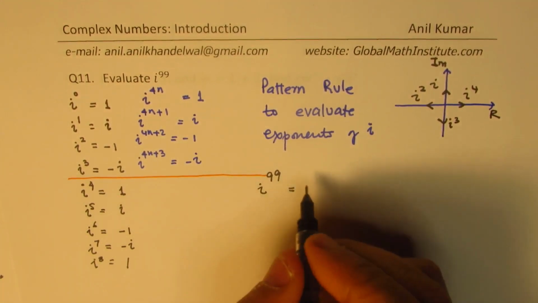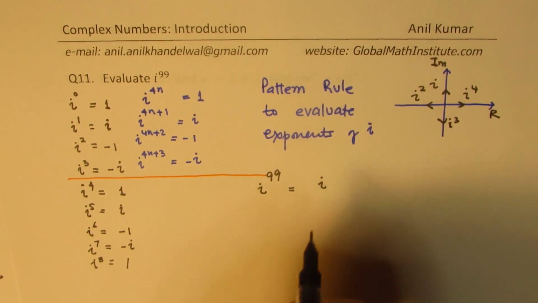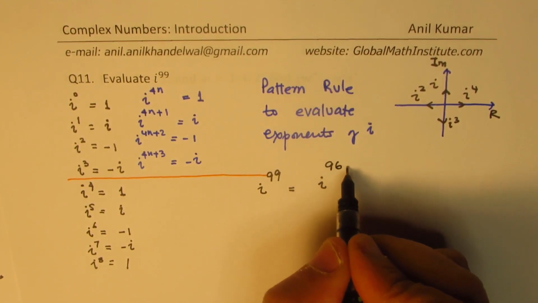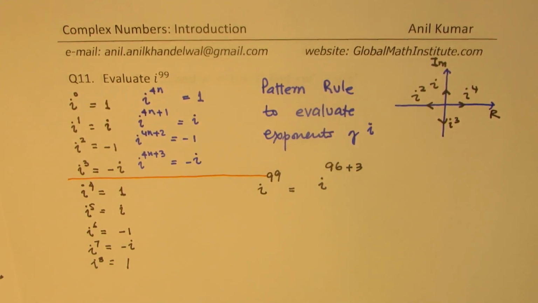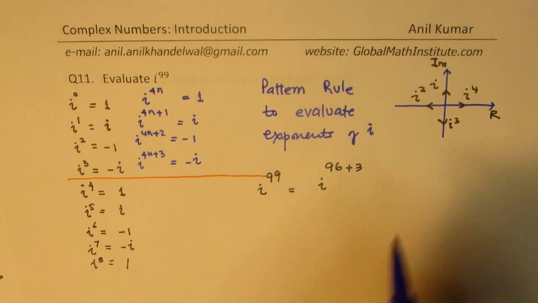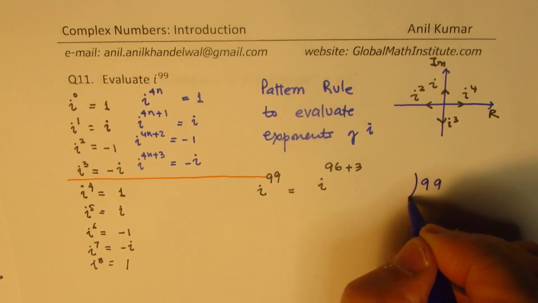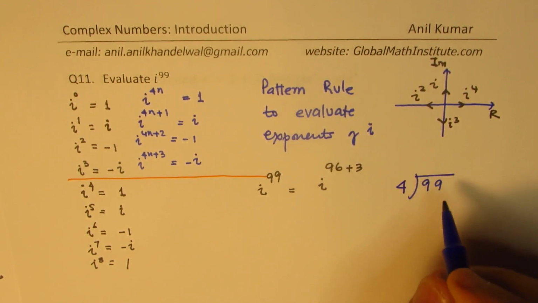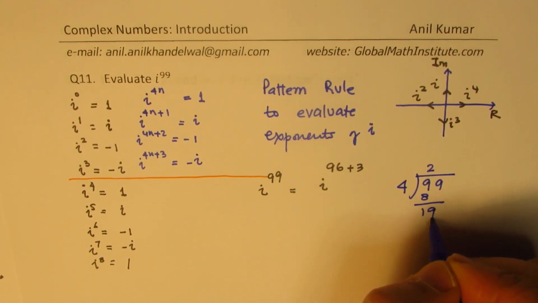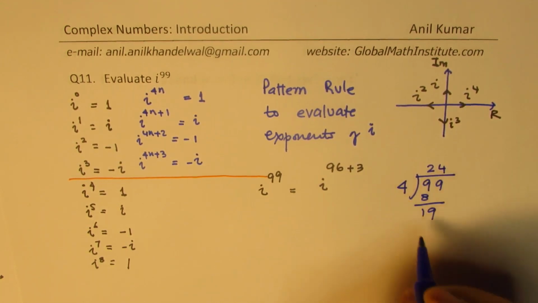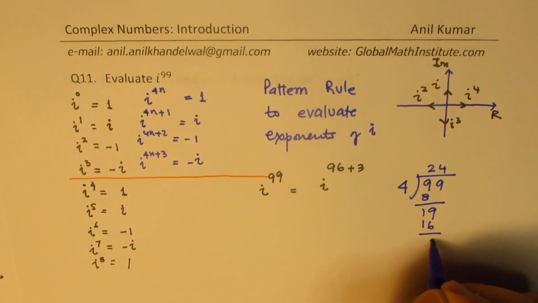Now i to the power of 99 can be written as i to the power of 96 plus 3, right? Why do I write 96? 96 is a product of 4, right? Let me show you on the side. If I divide 99 by 4, what do I get? 4 times 2 is 8, then we get 19, and 4 times 4 is 16. The remainder is 3.